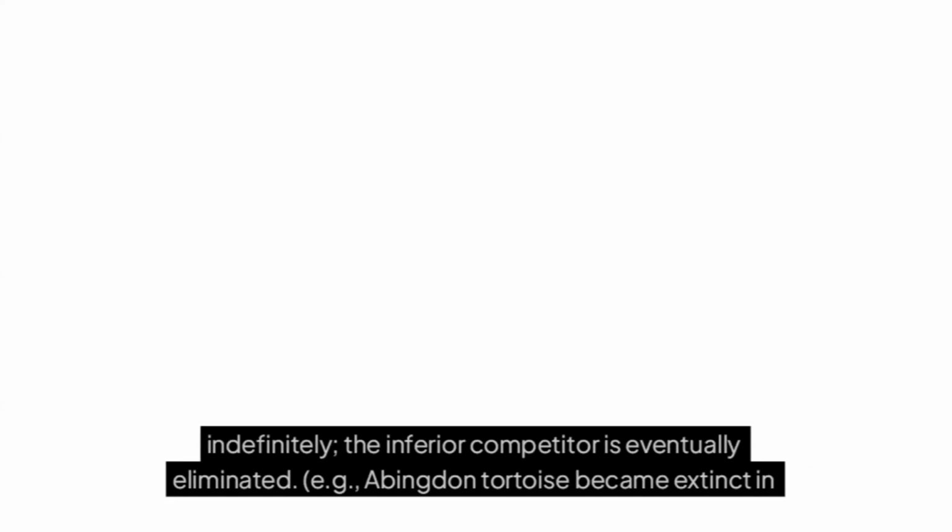Key principles and observations. 1. Competitive exclusion principle, Gause. 2 species competing for the same limiting resources cannot coexist indefinitely. The inferior competitor is eventually eliminated. E.g., Abingdon tortoise became extinct in Galapagos Islands after goats were introduced. 2. Competitive release. Experimental removal of a dominant species allows a restricted species to expand its distributional range, e.g., Connell's barnacle experiment where Balanus excluded Chthamalus.